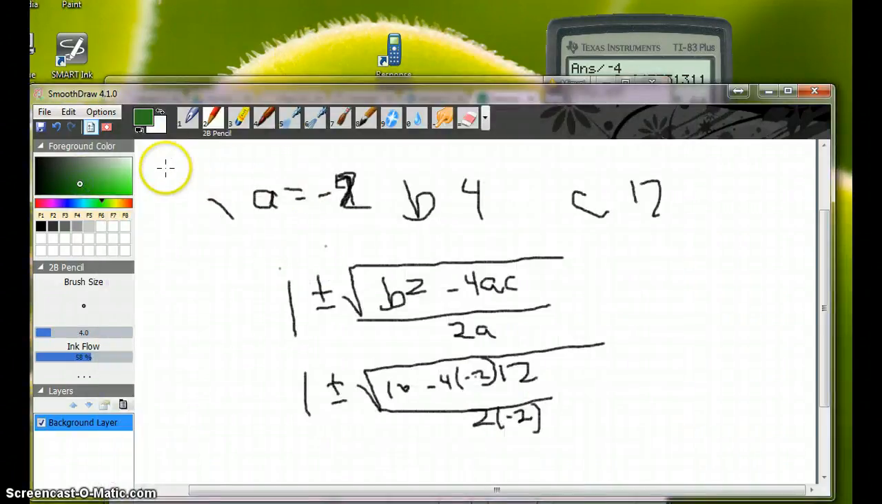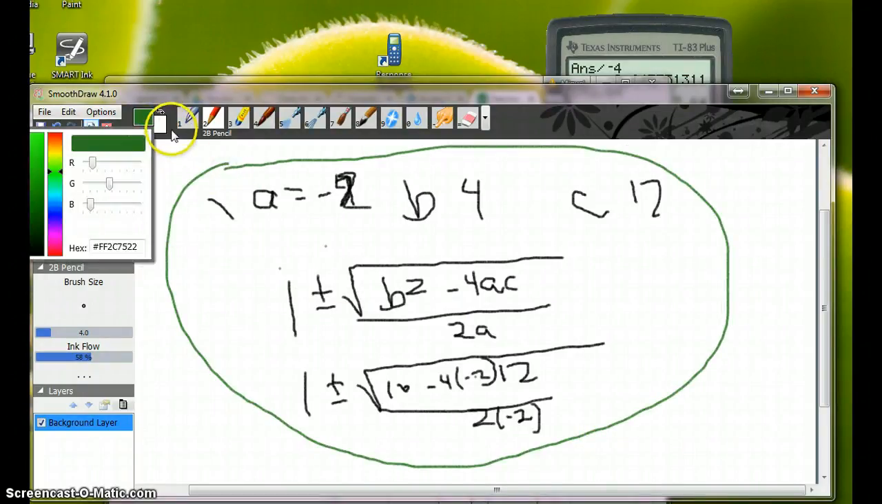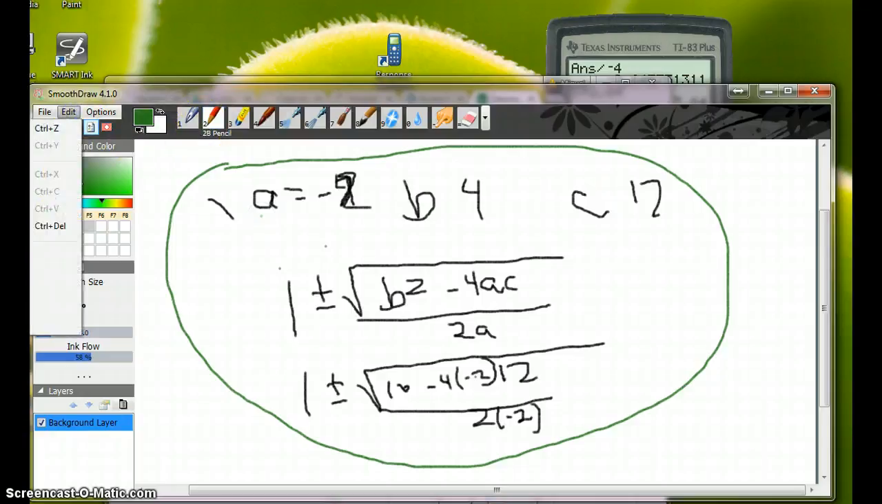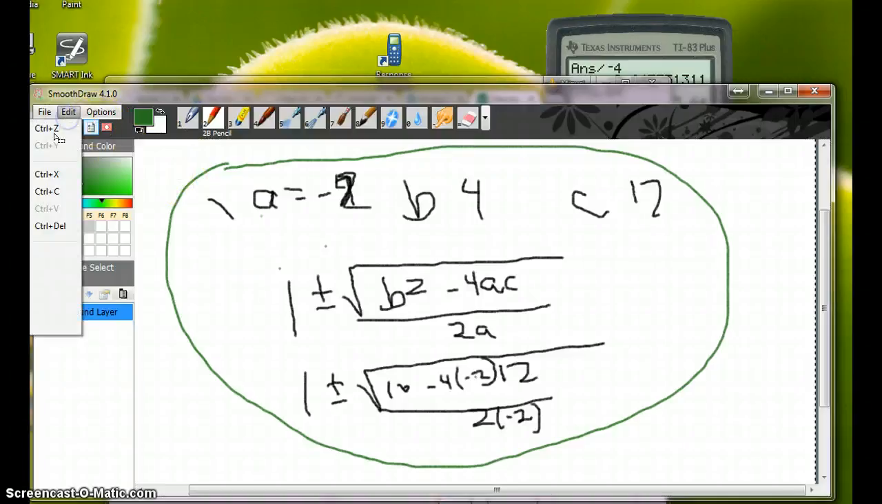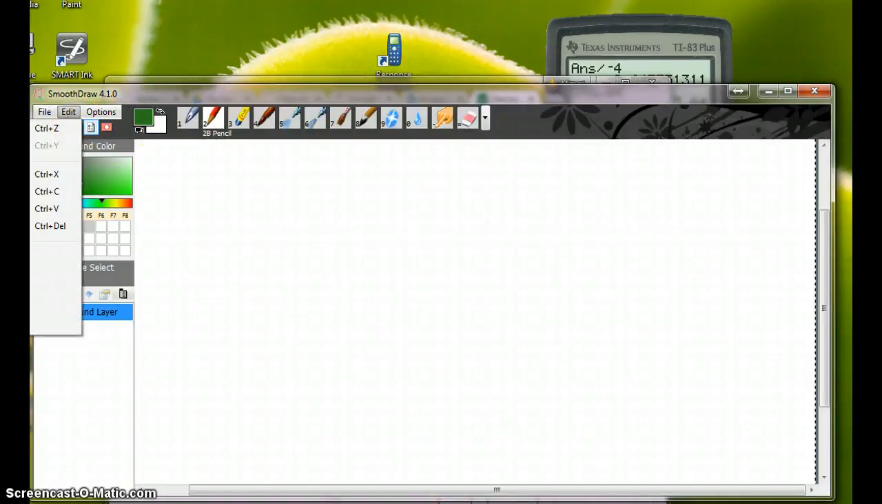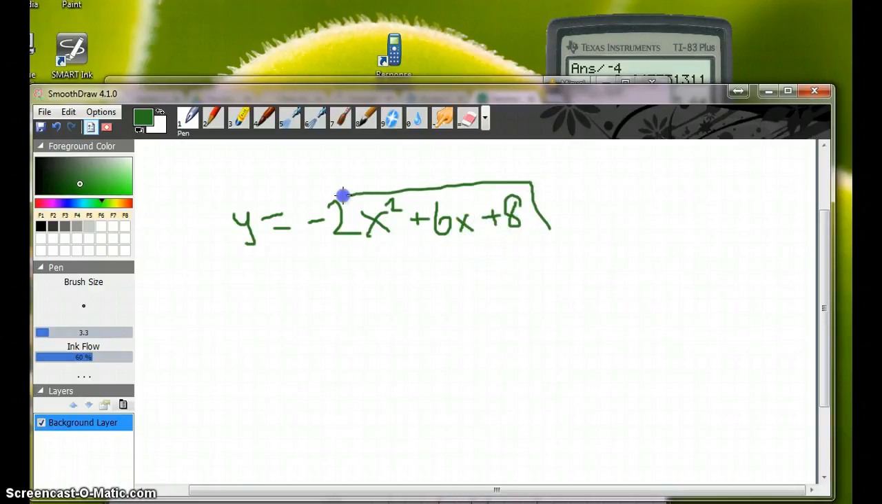I'd like you to do this one on your notes, and also do this one. I'm just going to make one up right now. All right, so do this one. Y equals negative 2x squared plus 6x plus 8. Go ahead and do this one on your notes and post that as well with your notes.